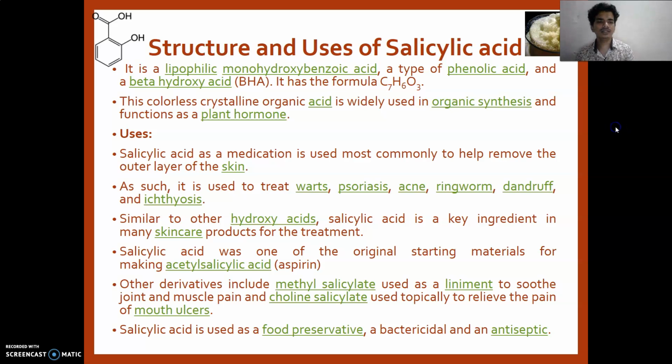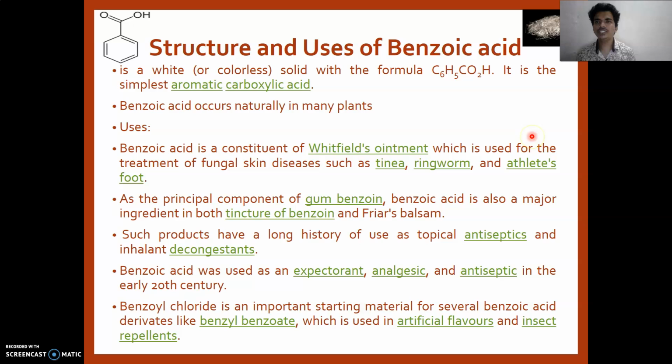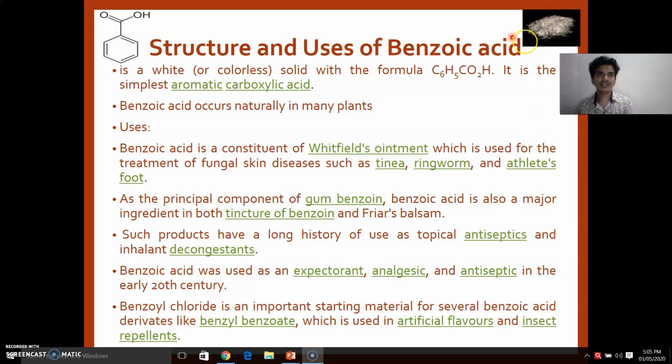Then next, benzoic acid. It is a white crystalline solid with the formula C6H5CO2H, and it is the simplest aromatic carboxylic acid. Benzoic acid occurs naturally in plants. It is a constituent of Whitfield's ointment and is used in the treatment of fungal skin diseases: tinea, ringworm, athlete's foot. These are fungal infections that occur on the skin.